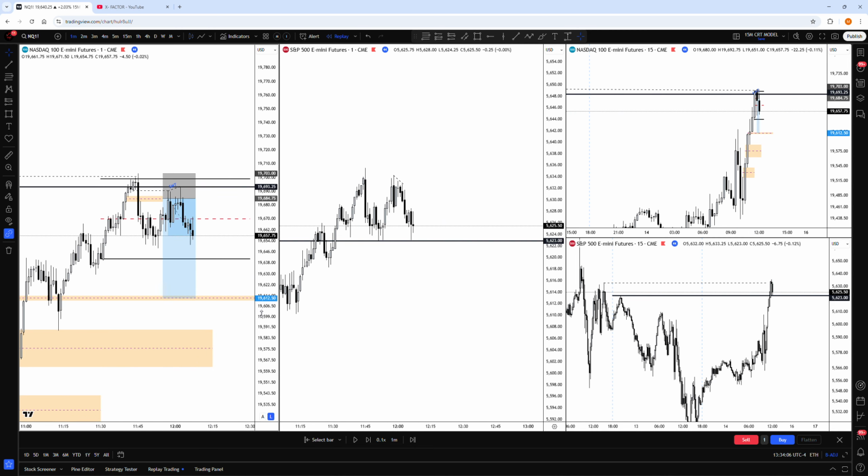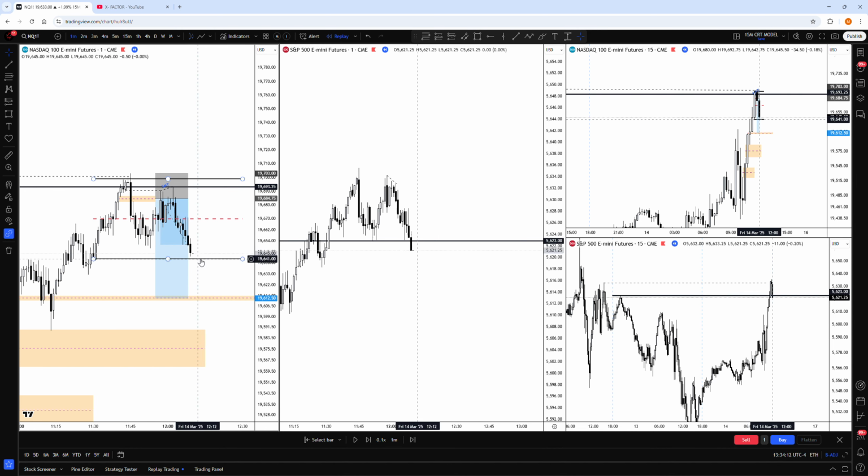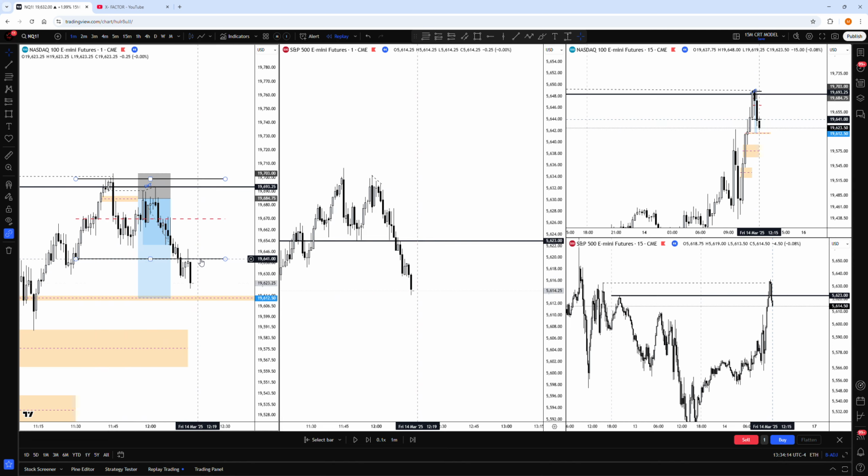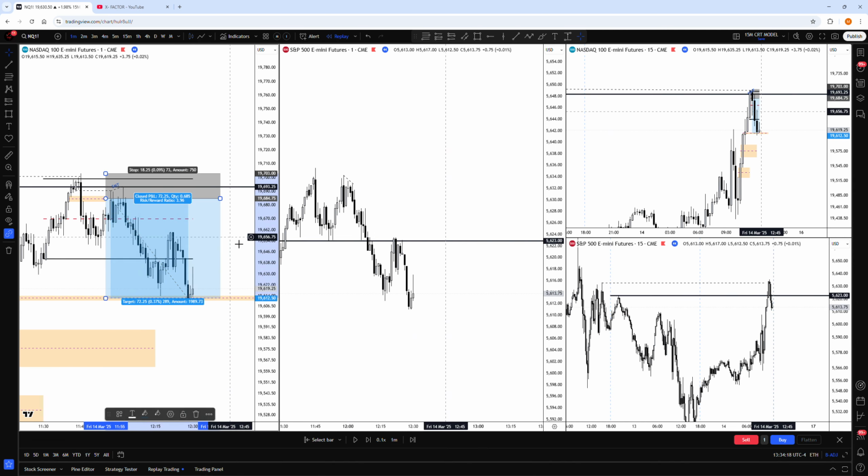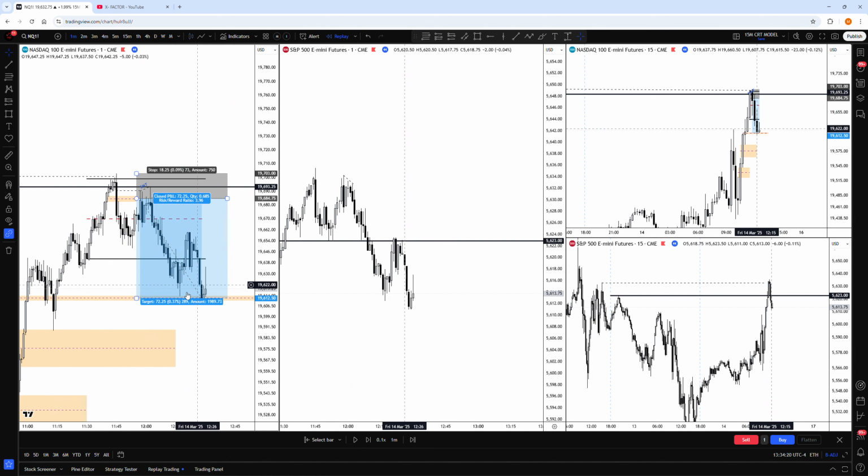For those of you who take partials, you could take partials right at the low of the 15-minute CRT, let the rest run, and we get our full target hit. Generally speaking, I do take partials. In these types of examples, there are 2 ways you could trade this.